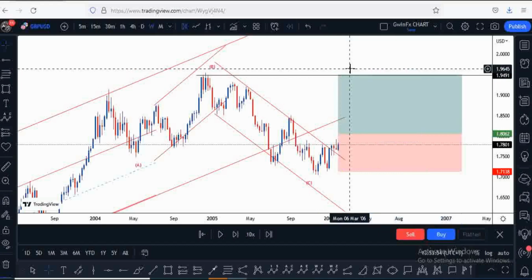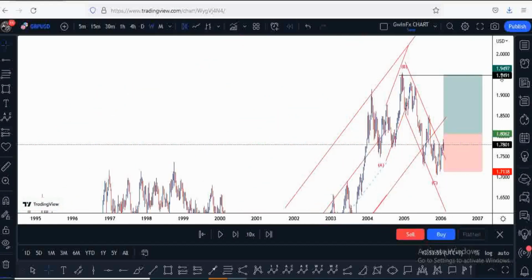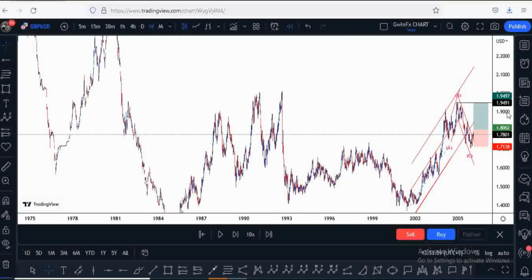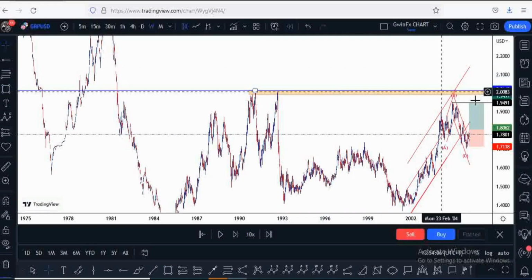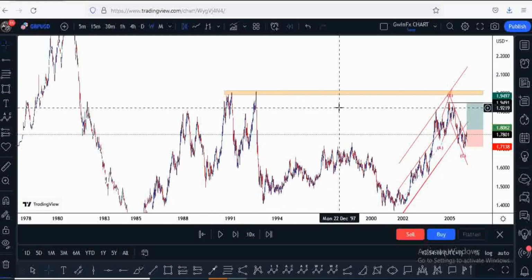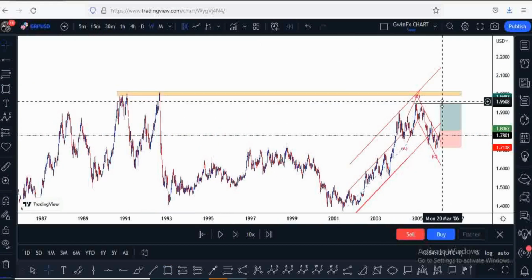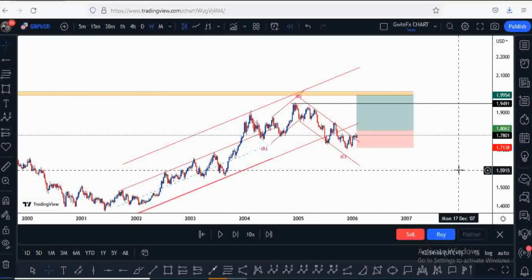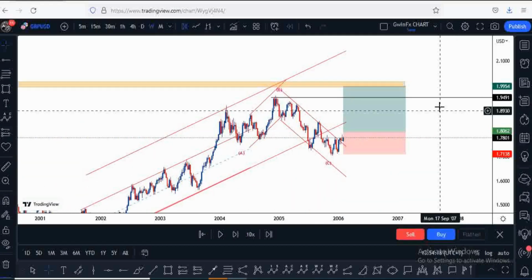For this kind of example, you might also want to look left. Where was your previous structure? In our previous structure here, we had supply somewhere around here, so that's where our next target is going to be. We're going to put our target somewhere around there, and that was where our previous structure was. Let's just play this, and then let's see how price played out.